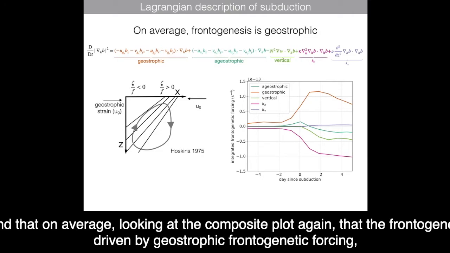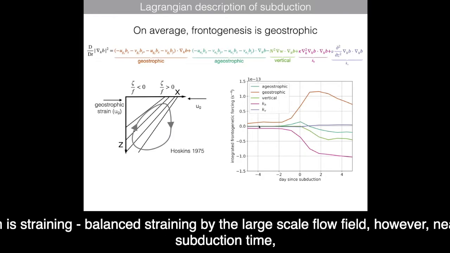We find that on average, looking at the composite plot again, the frontogenesis is driven by geostrophic frontogenetic forcing, which is balanced straining by the large-scale flow field.